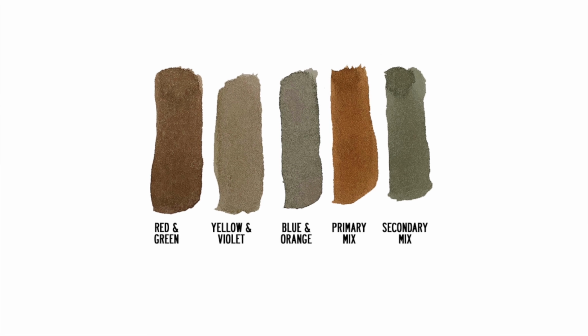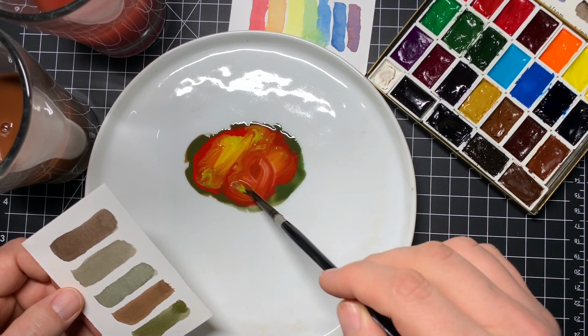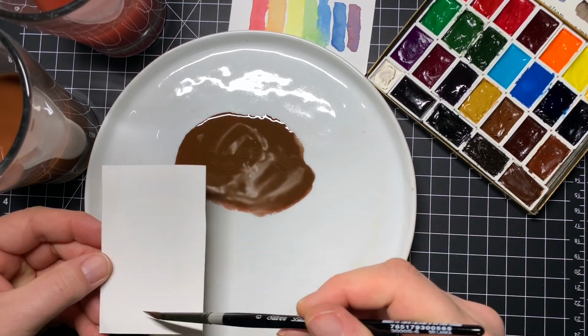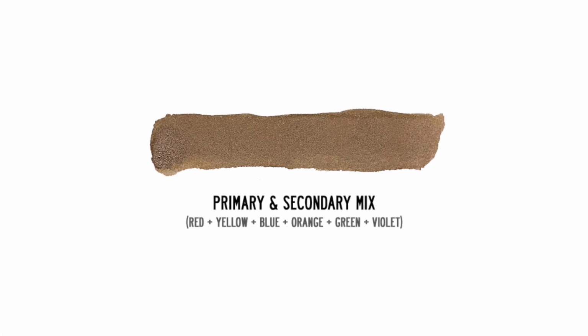So here you can see these are the different mixes of browns and just the different ranges, which can be controlled with whatever you want to put into it. Then when we mix all of them together, we get sort of a neutral brown.